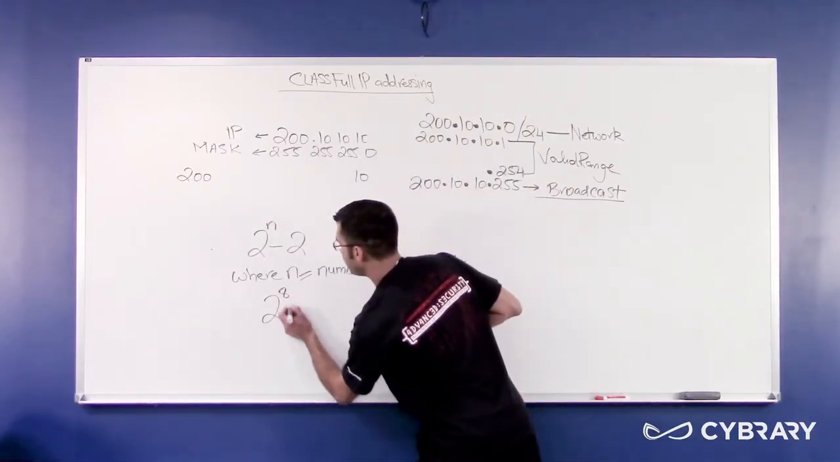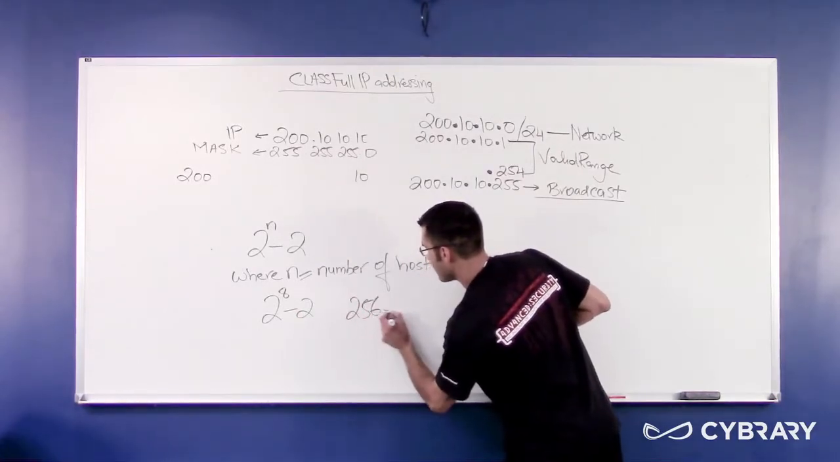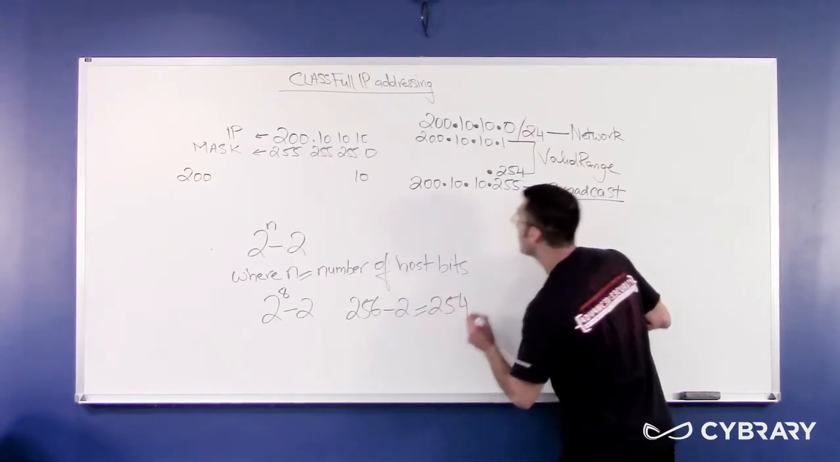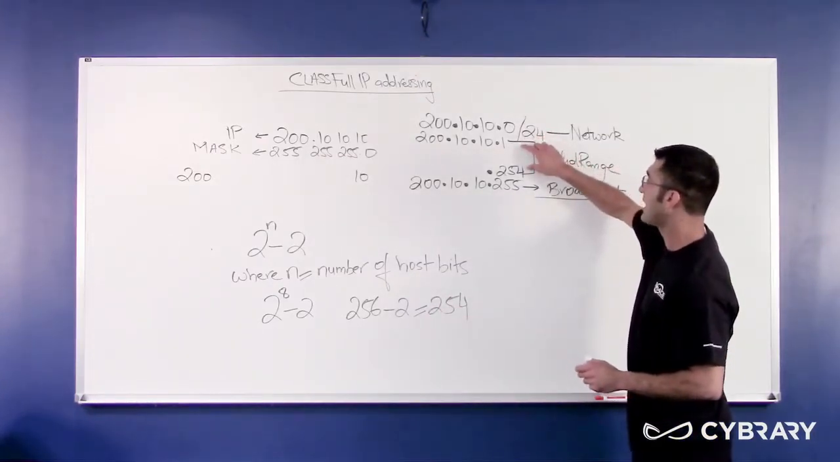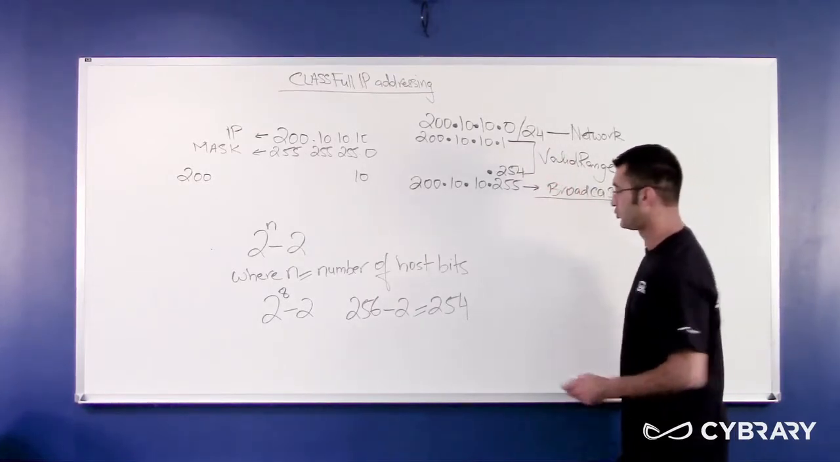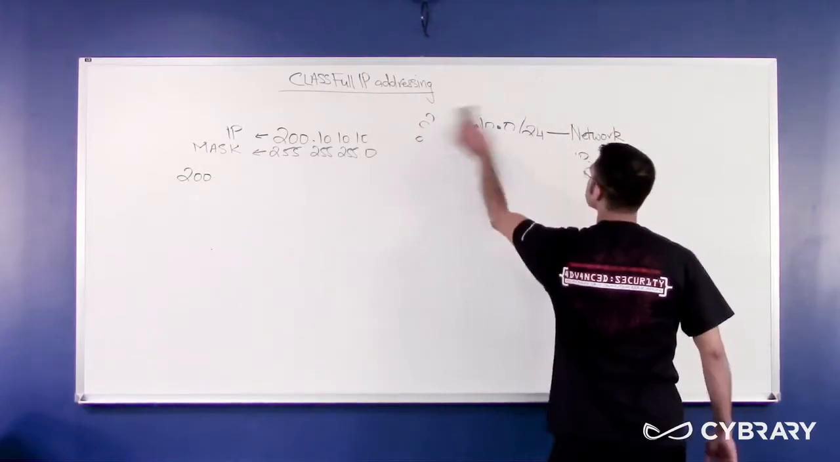So 2 to the power n minus 2, where n is the number of host bits, you could say 2 to the power 8 minus 2, which is 256 minus 2, which is 254, which gives you the same number we got here. The valid range is .1 through .254. So 254 total valid addresses. Let's look at another example.